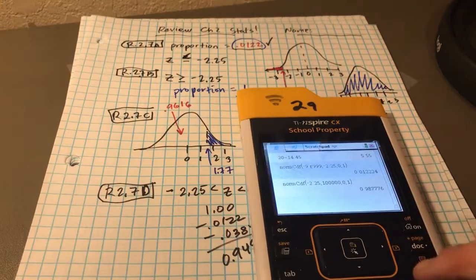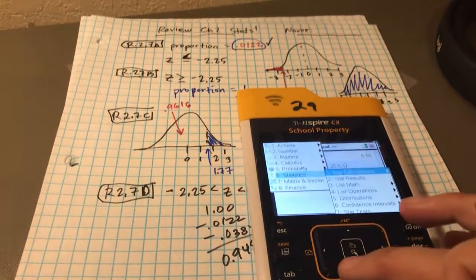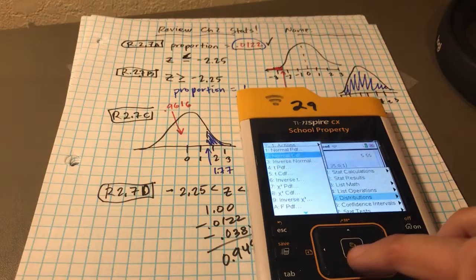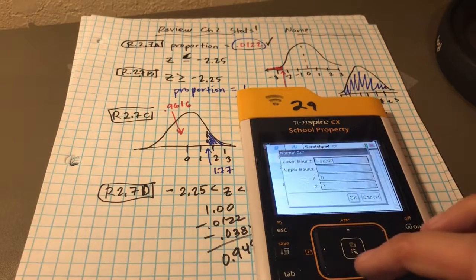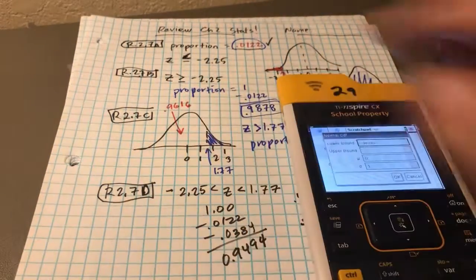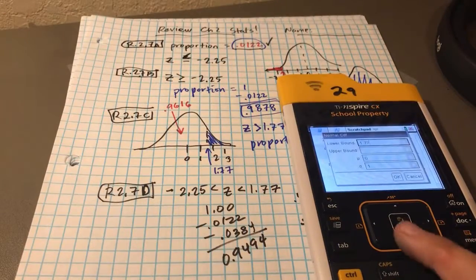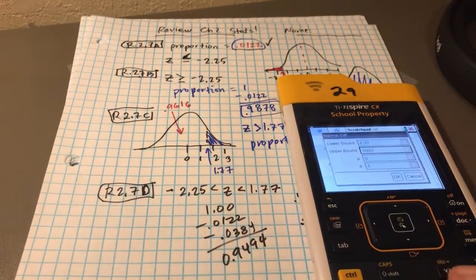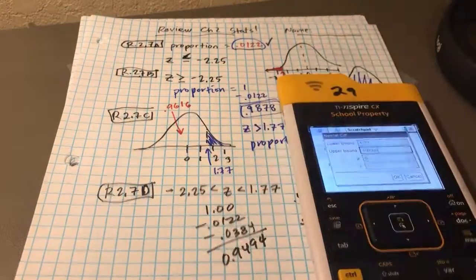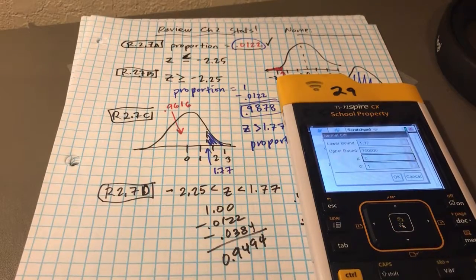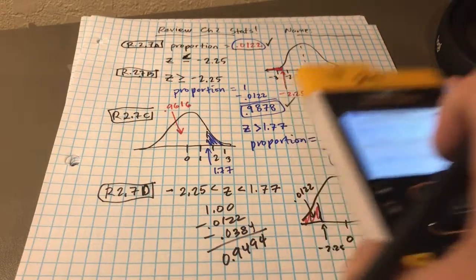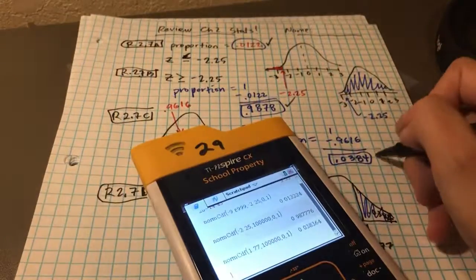Next one. Lower bound 1.77, upper bound really big number. That's what my picture is looking like. Leave mu and standard deviation as they are, and I get the same answer.